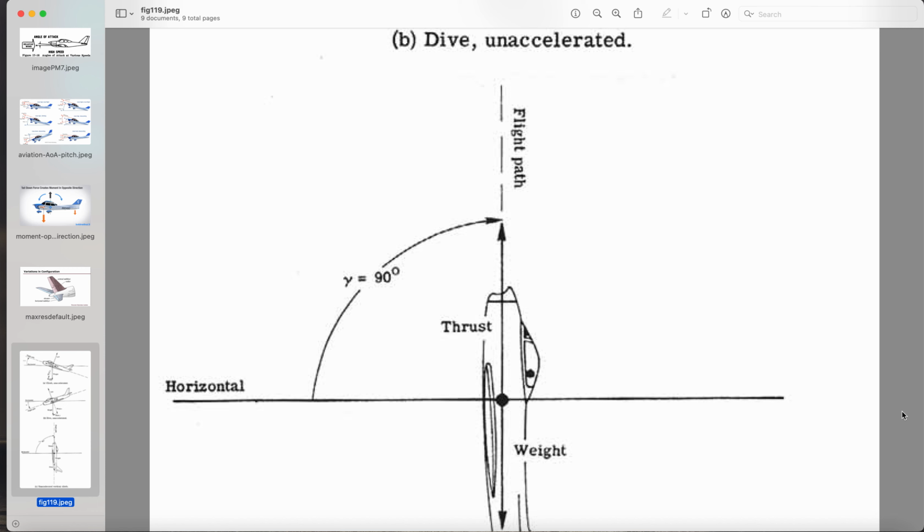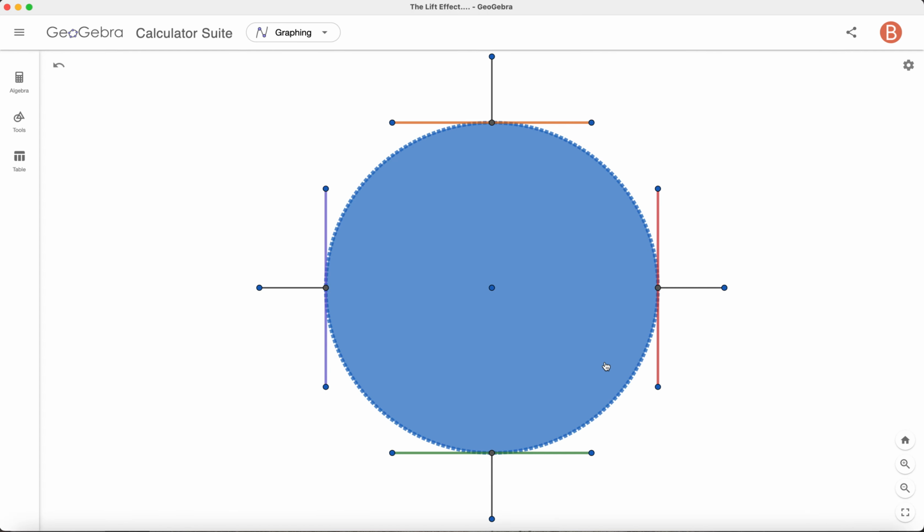None. There's no such thing. Lift won't exist in that paradigm because it can't. They don't even have a horizontal. That doesn't exist.